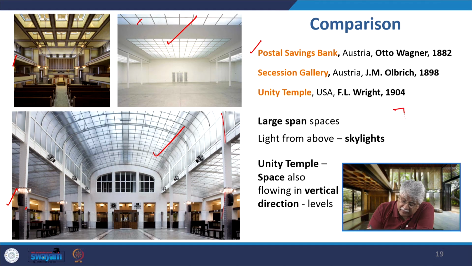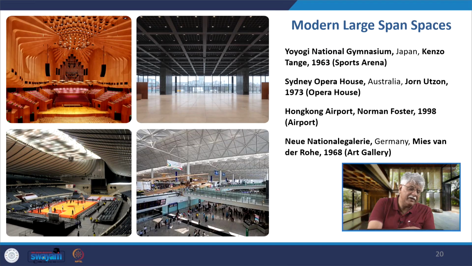Large span spaces with light from above through skylights. Unity Temple space also flowing in vertical direction in levels. This was another thing Wright understood through the Unity Temple. Now when we talk about modern large span spaces, today we are living in a time when the spaces are of a gargantuan proportion. They are just too huge.